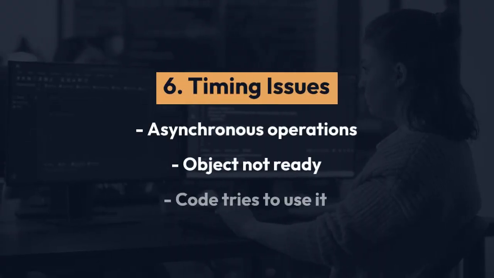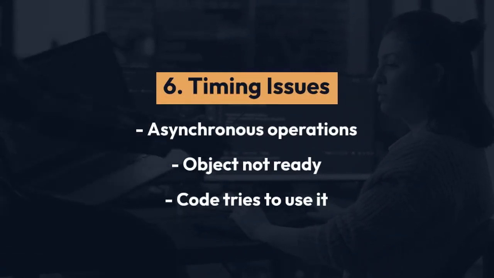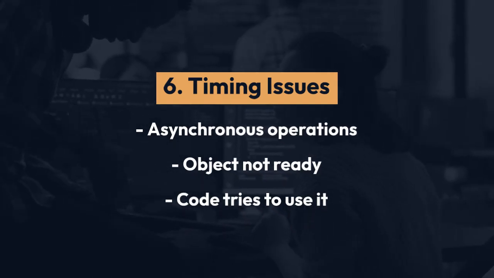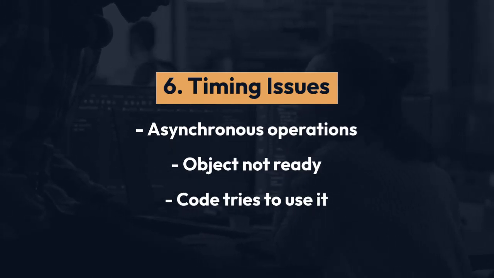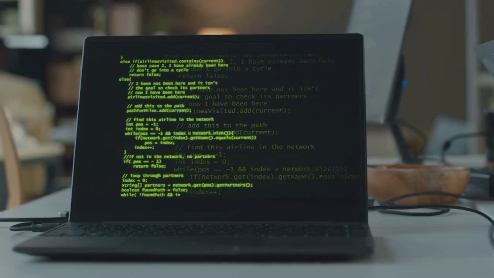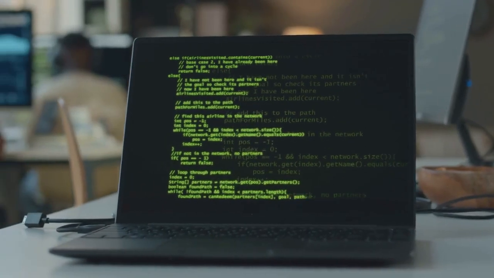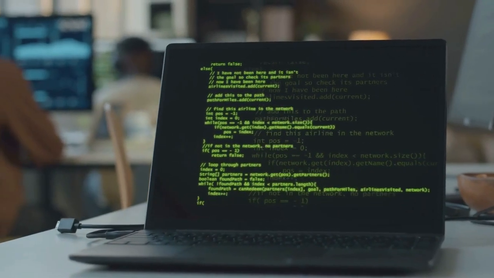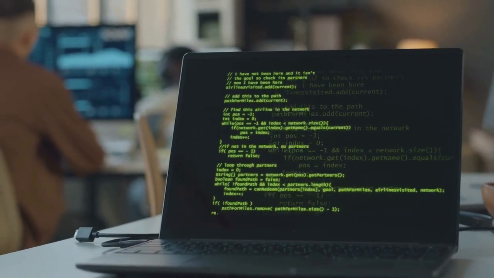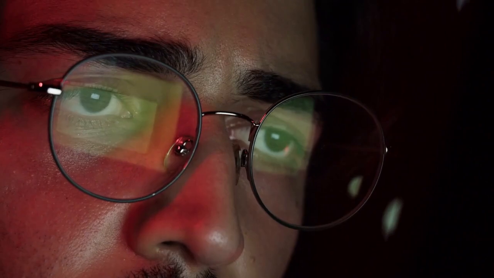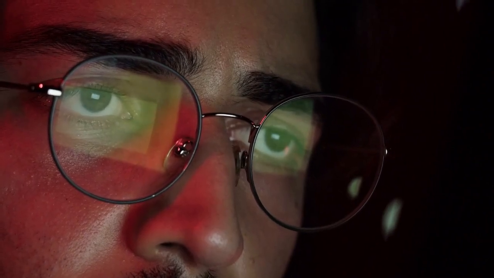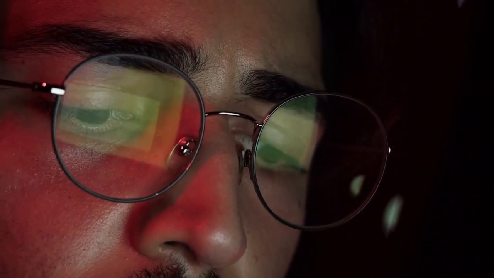6. Timing issues. In some scenarios, particularly with asynchronous operations, the object might not be ready when the code tries to use it. Ensure that any asynchronous operations loading the PDF or creating signature objects have completed successfully before proceeding. Use appropriate synchronization mechanisms to prevent accessing the object prematurely.